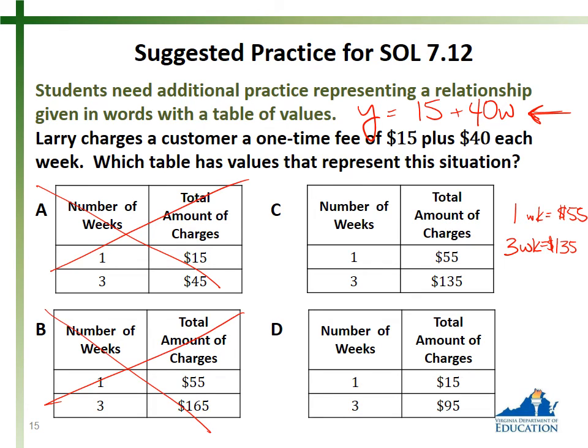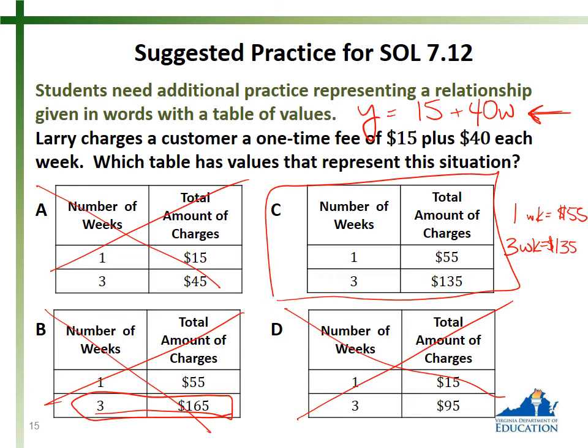B, the 3 week value doesn't work because that's a little too much money. D doesn't work because I didn't pay Larry enough the first week. And I'm left with C as our options here. And so very simply, to recap on this type of problem, set up the equation the best you can.